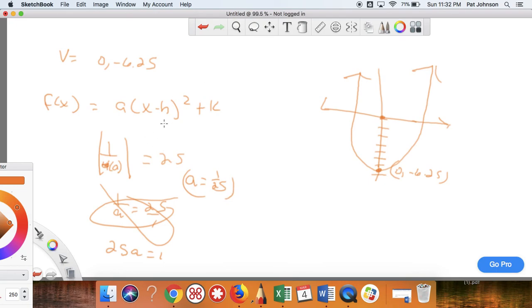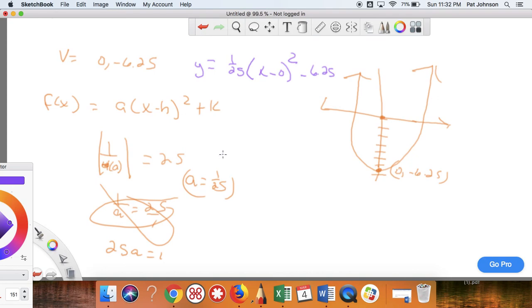So can I write my equation? Yes, because all I needed was a. I have h and k, so it's going to be y equals, or f of x equals, 1 over 25 times (x minus 0) squared, or just x squared, minus 6.25. There's your equation, and this is your graph. So we're just basically using what we know, plugging it in, and using a formula.